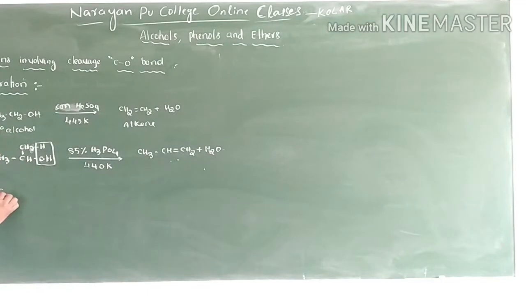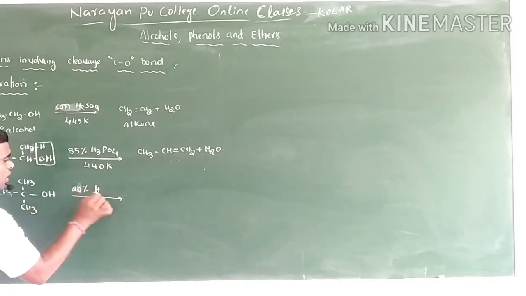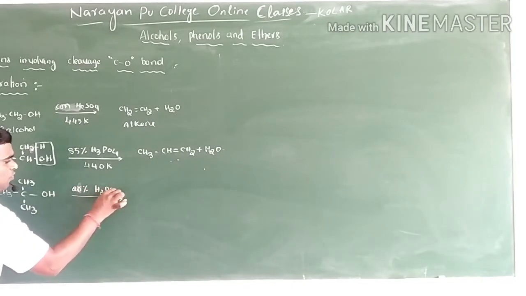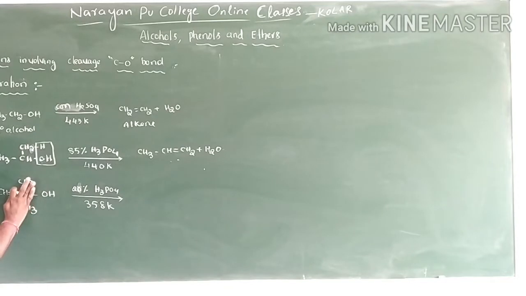In the same way, if you go for tertiary alcohols, (CH3)3COH, very mild conditions are required. You can simply say 20% H3PO4, and the temperature is also very low, 358 Kelvin is required. Then what happens here?